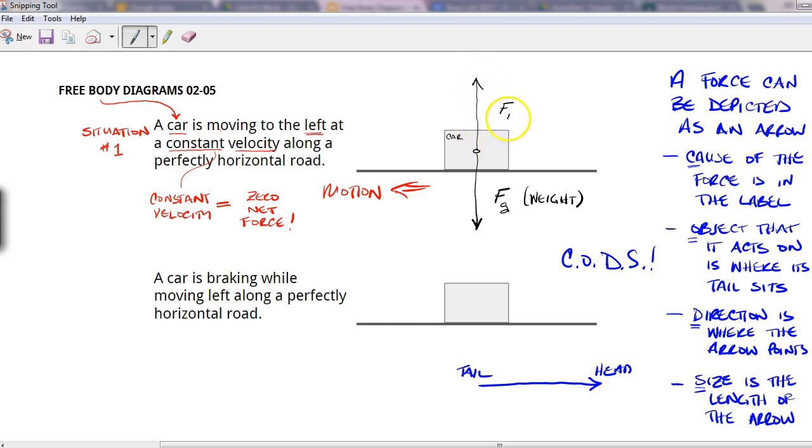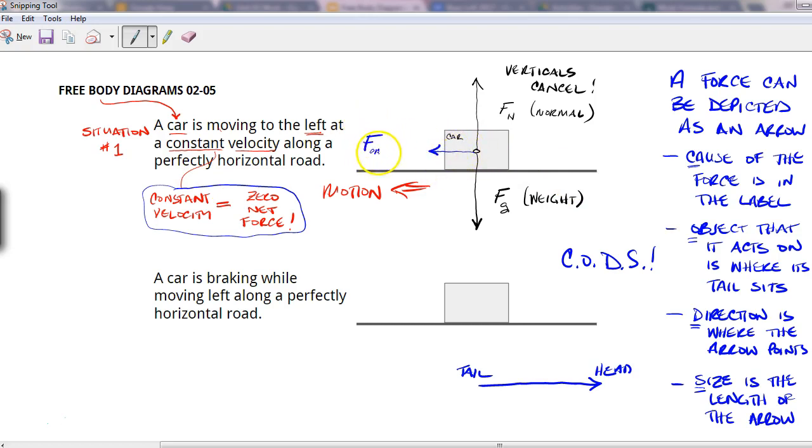Now it's not falling, so we know that the weight force, the gravitational force, is being canceled out by the force of the road, which we call a normal force. And the fact that the road is horizontal means the normal force perfectly cancels out the weight of the object. So it won't begin to roll by itself because it's on a slope. So the verticals cancel out.